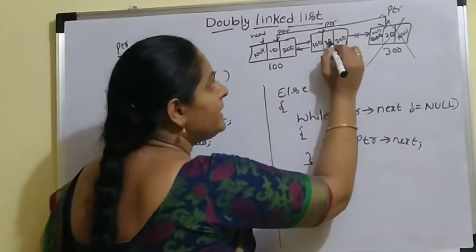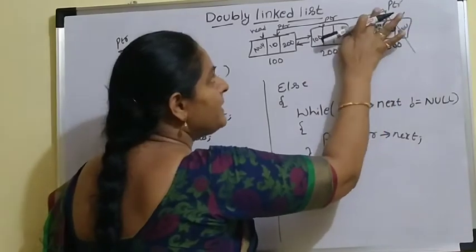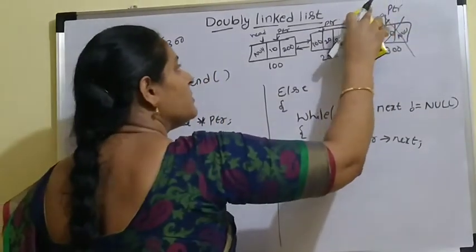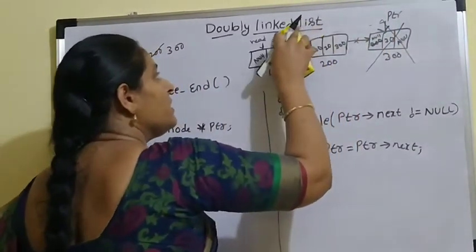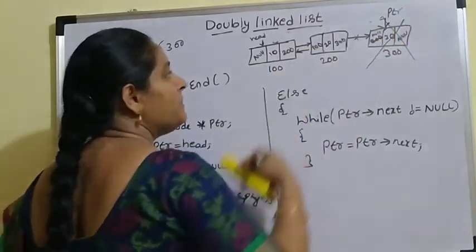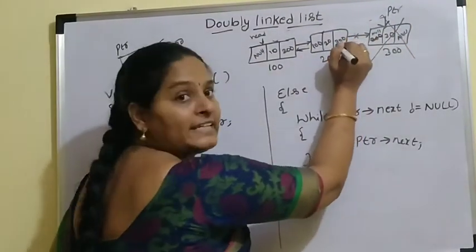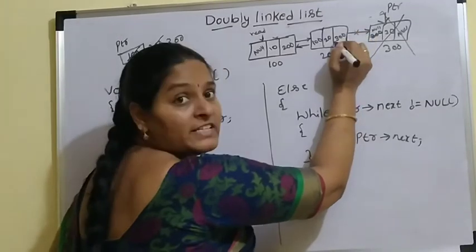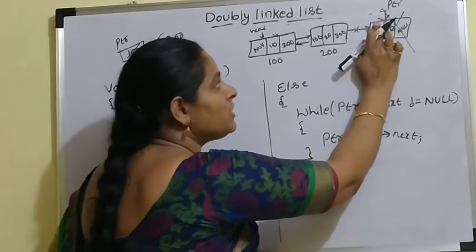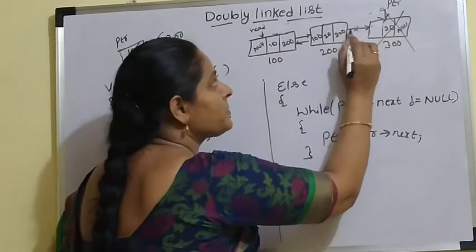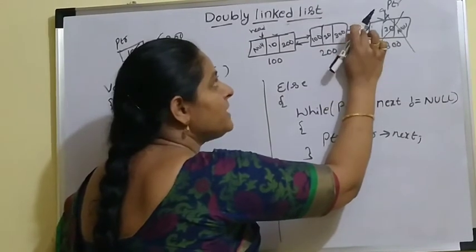Now in PTR previous, if this is the PTR, this is the PTR next address, sorry, PTR previous address. So first we should not disconnect this one. First we should disconnect this link.